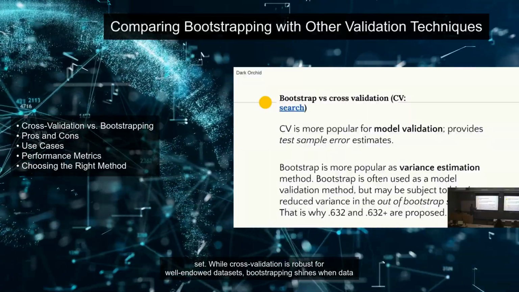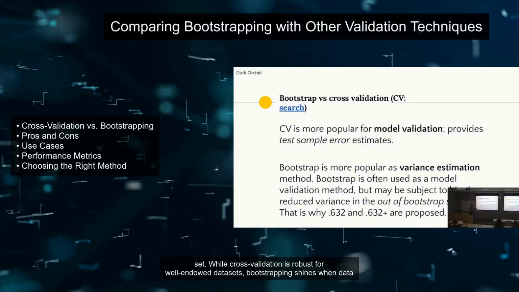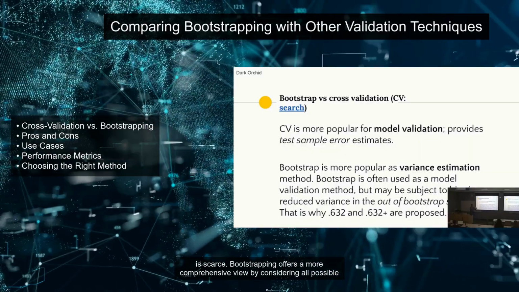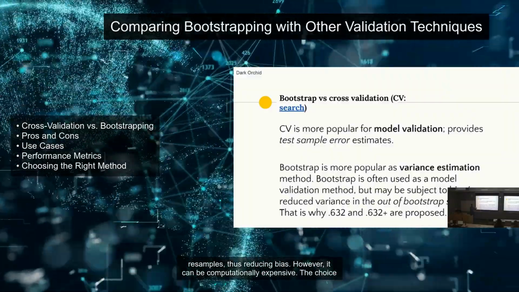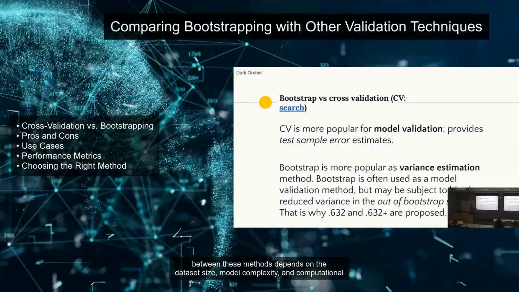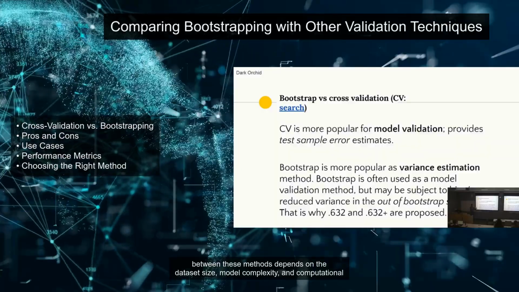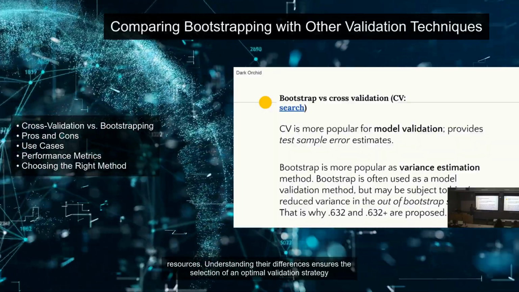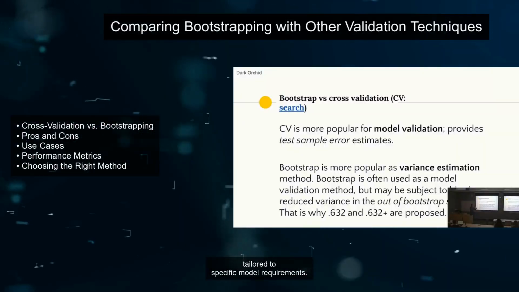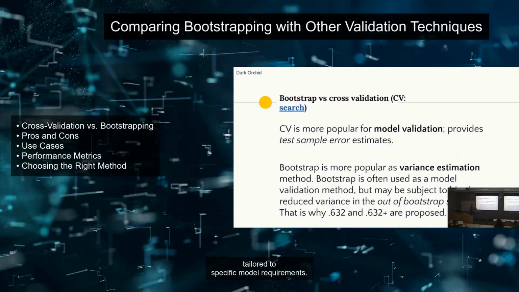While cross-validation is robust for well-endowed datasets, bootstrapping shines when data is scarce. Bootstrapping offers a more comprehensive view by considering all possible resamples, thus reducing bias. However, it can be computationally expensive. The choice between these methods depends on the dataset size, model complexity, and computational resources. Understanding their differences ensures the selection of an optimal validation strategy tailored to specific model requirements.